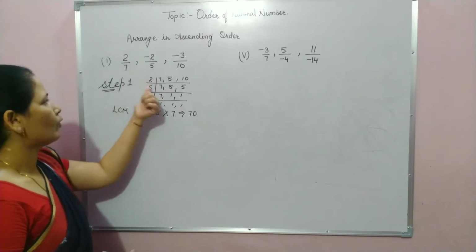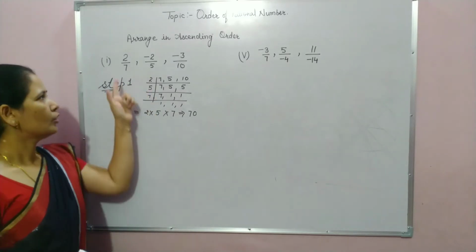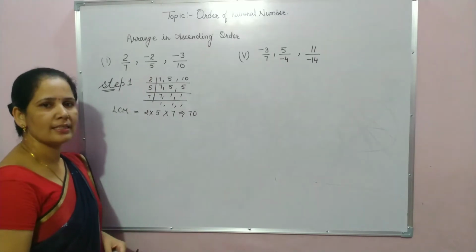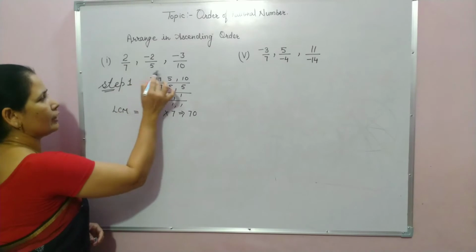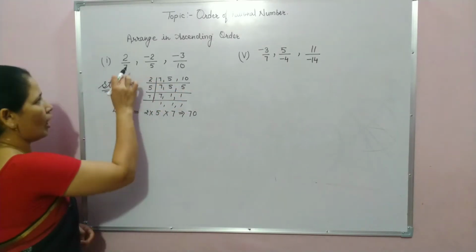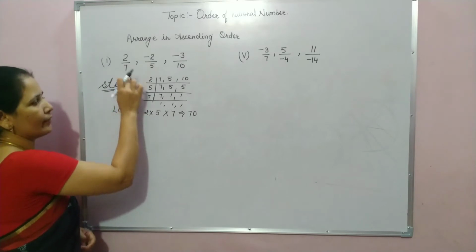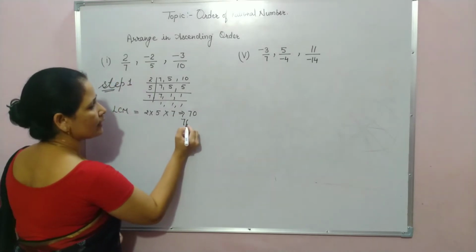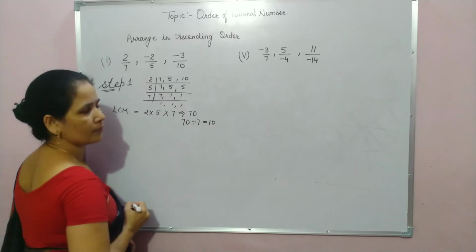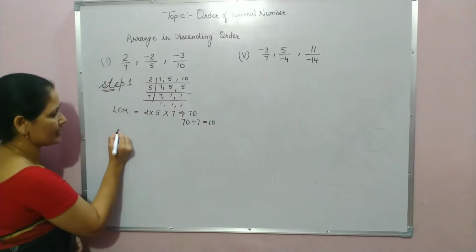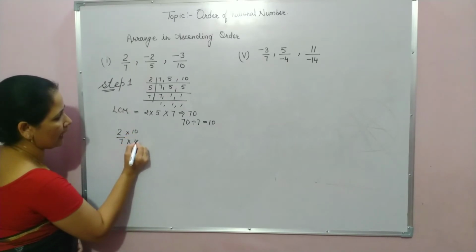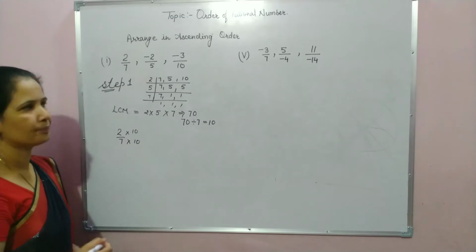Step 1 we have covered: take the LCM of the denominators, and the LCM of the denominators is 70. Now all denominators we have to convert according to the common LCM. So how to convert this one? First check 7. When 70 is divided by 7, we get 10. So this fraction 2 by 7, multiply by 10 to numerator and denominator both.